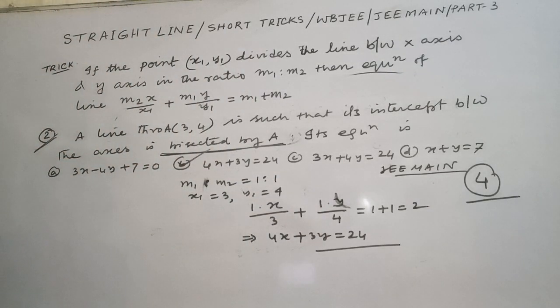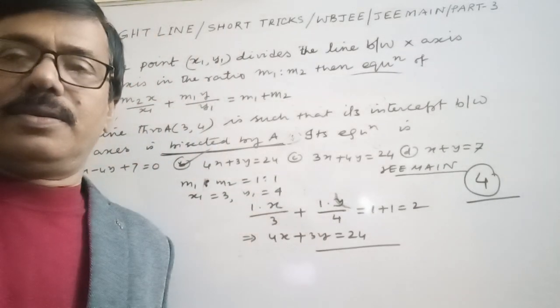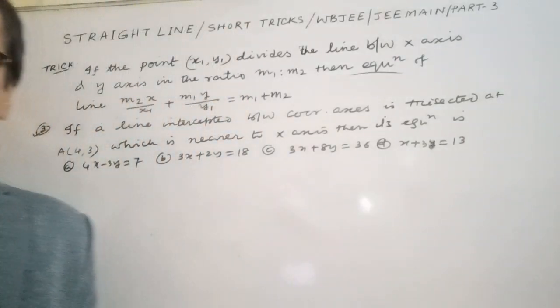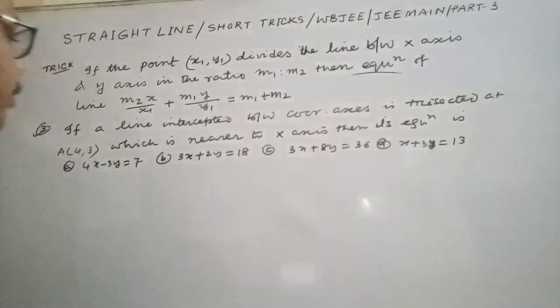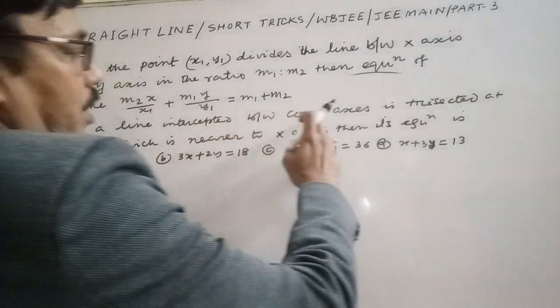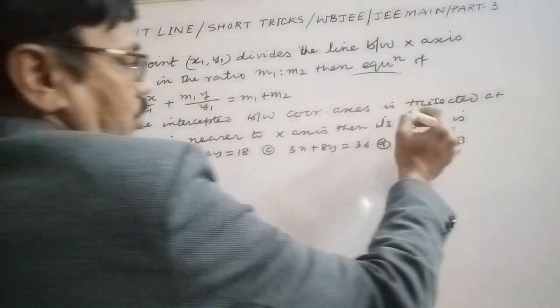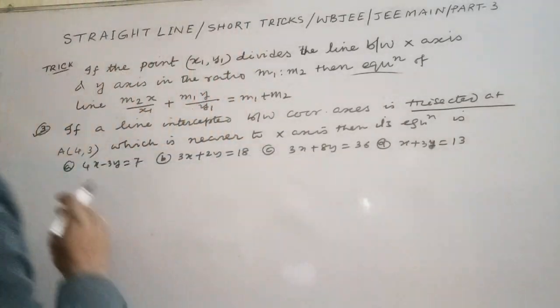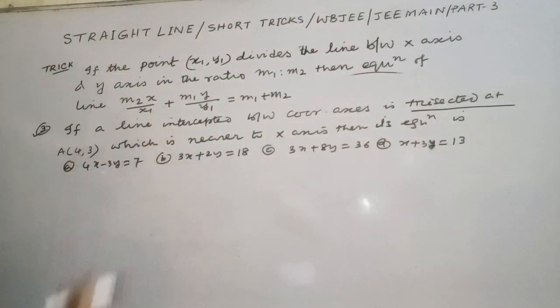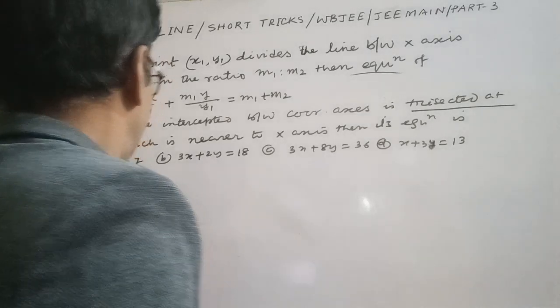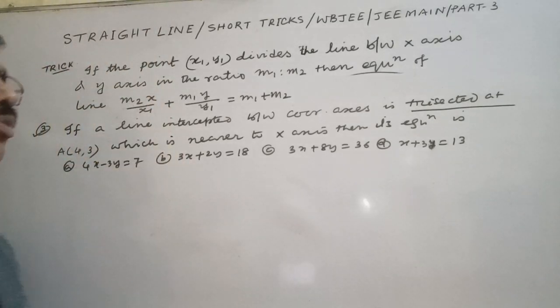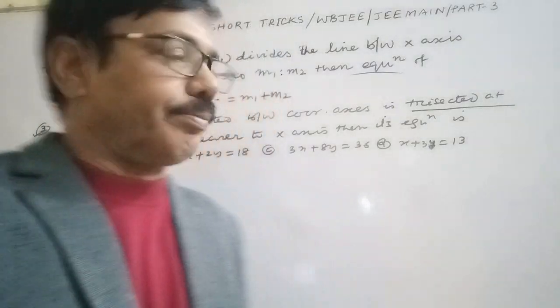Next, application 3. Now look, problem number 3. If a line intercepted between coordinate axes is trisected, look at the language, trisected at A(4, 3), which is nearer to the x-axis, then its equation will be one of these 4 alternatives.